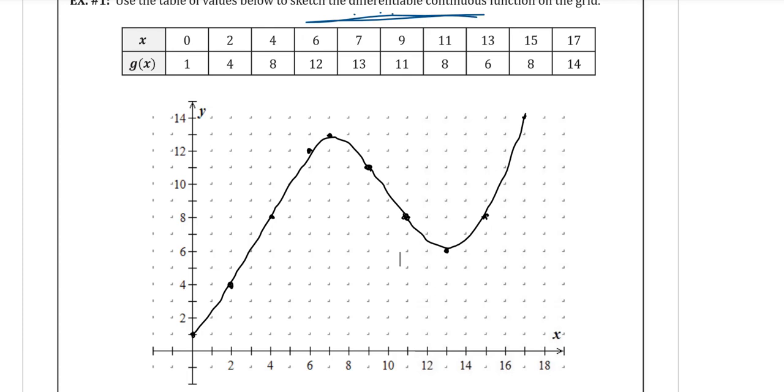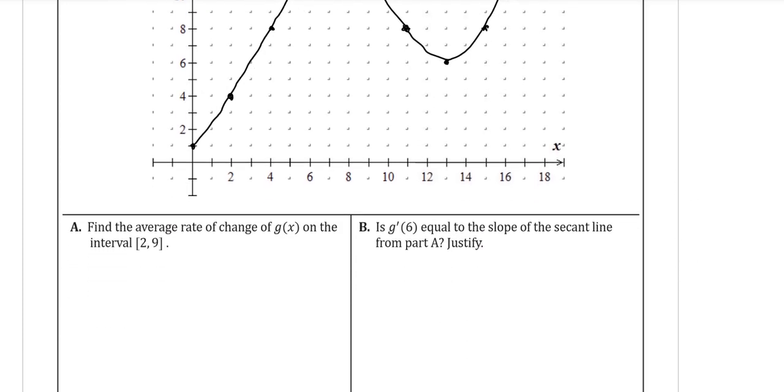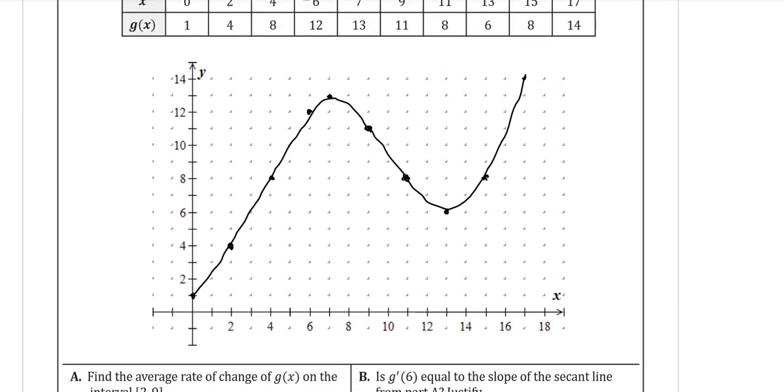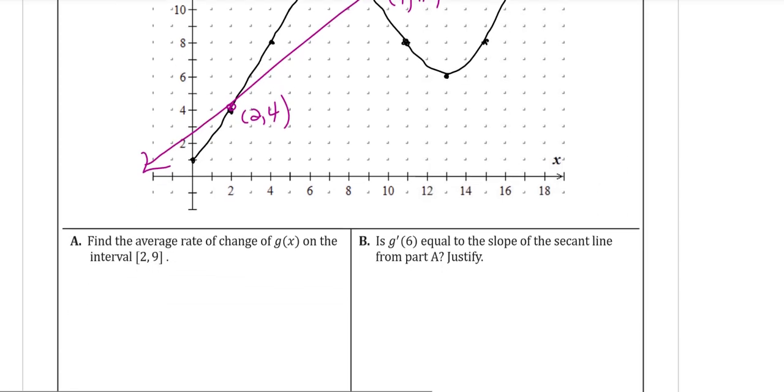Okay, so question A asks us to find the average rate of change of g of x on the interval 2 to 9. Okay, so let's highlight those points. So here is (2, 4), and we have (9, 11). So what we're doing is we're finding the slope of the secant line. So let's go ahead and draw that. Okay, so here's (2, 4), and here is (9, 11).